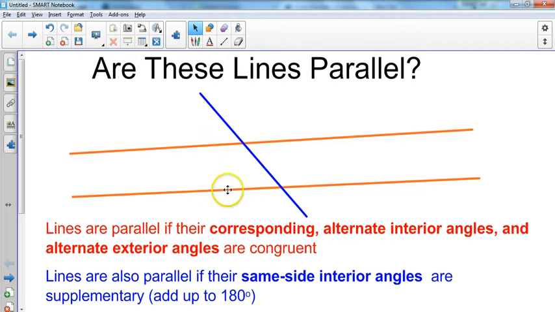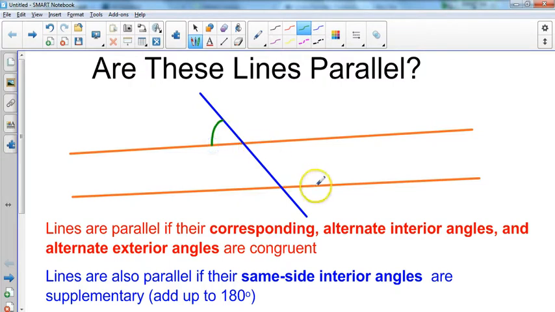Alright, so now to check to see if these lines are parallel, all that I have to do is identify and measure an angle pair. I can measure a corresponding angle pair, an alternate interior angle pair, or an alternate exterior angle pair. It doesn't matter. So I'm just going to grab my pen and mark this angle. We'll measure this one and its corresponding angle right here. Let's measure these two and see if they're the same. If they're the same, then we can say, yep, these lines are parallel. If they're different, we can say, nope, these lines are not parallel.